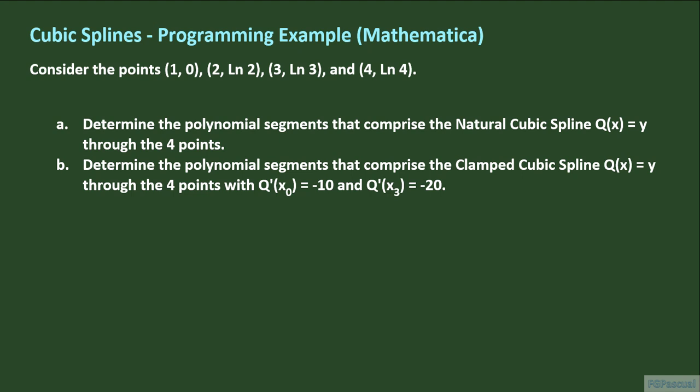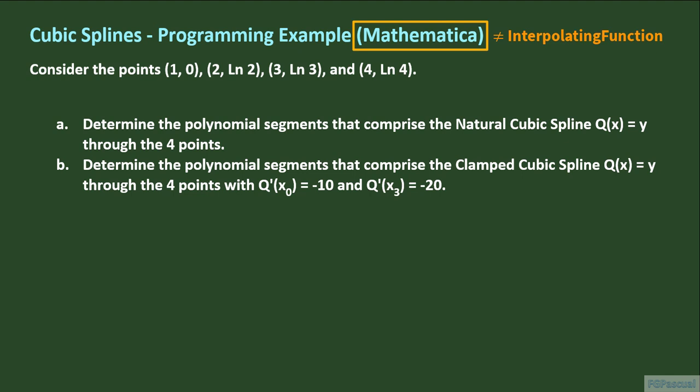In this lecture, we will find two types of cubic splines that pass through a given finite number of points. We will show a programming example to find the two different types of cubic splines. For the programming part, we will use Mathematica. By saying that we will use Mathematica, we will not use the built-in interpolating function commands in Mathematica.